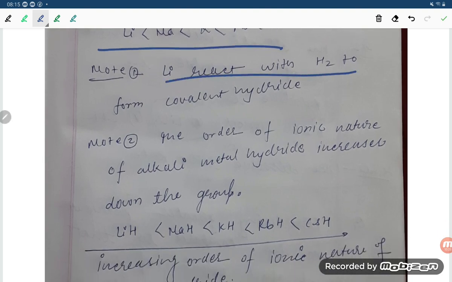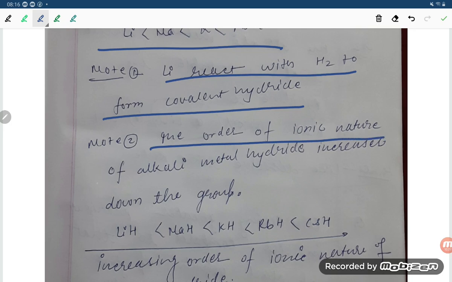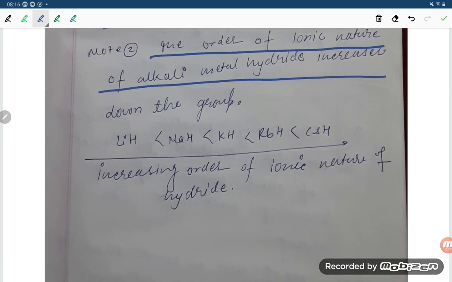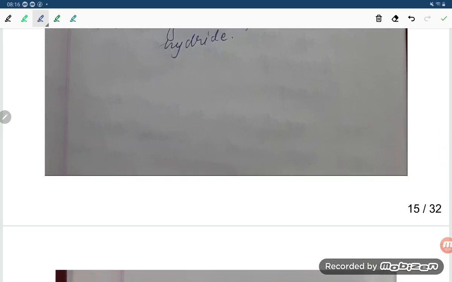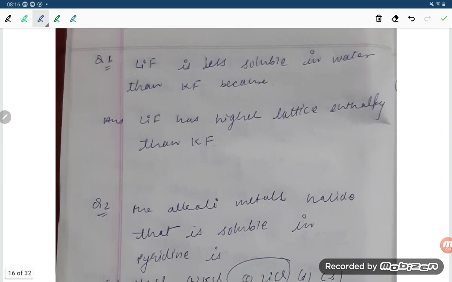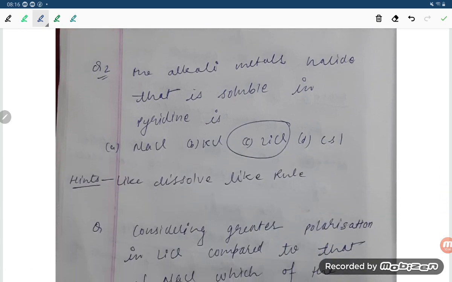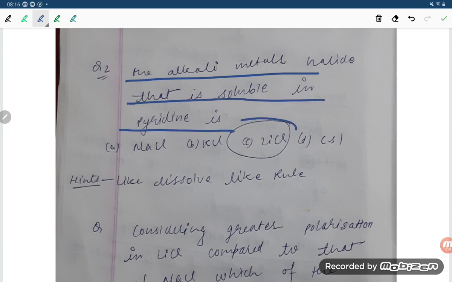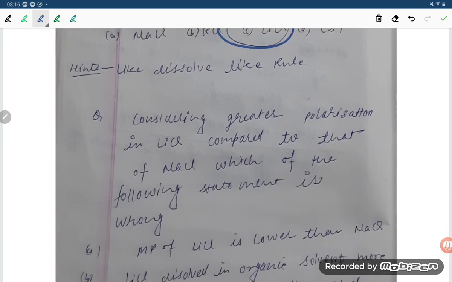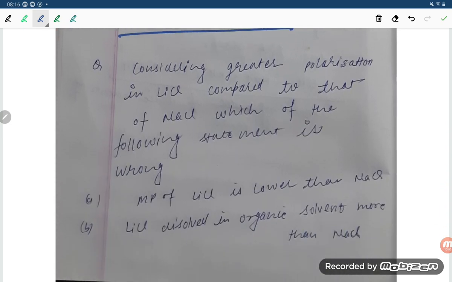Lithium reacts with H2 to form covalent hydride. The order of ionic character of alkali metal hydrides increases down the group. LiF is less soluble in water than KF. LiF has higher lattice energy than KF, so it is less soluble. The alkali metal halide that is soluble in pyridine is LiCl, because it is covalent; like dissolves like.